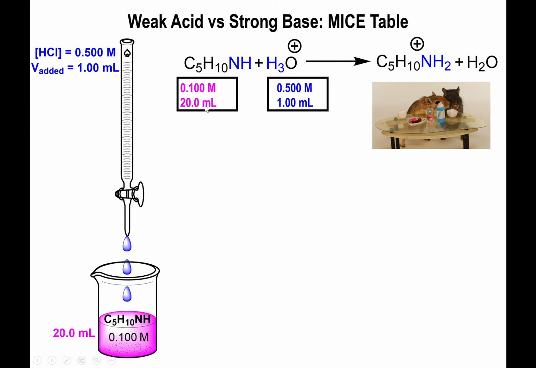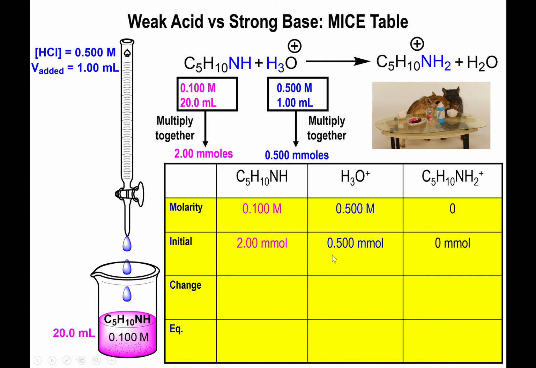So if you multiply the mLs by the molarity, you will get the millimoles, right? In the case of the base, we're dealing with 2.00 millimoles. In the case of the acid, we have added 0.5 millimoles. So the MICE table will tell you that the limiting reactant is the 0.5 millimoles of H+. So subtract that from both reactants, add that value to the product. You'll find out that you have 1.50 millimoles of base and you have generated 0.5 millimoles of acid.